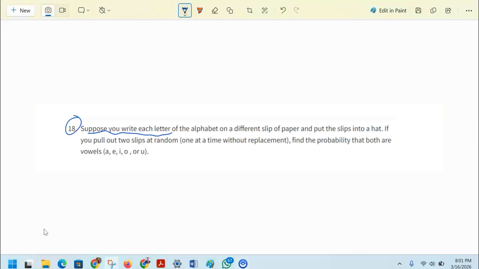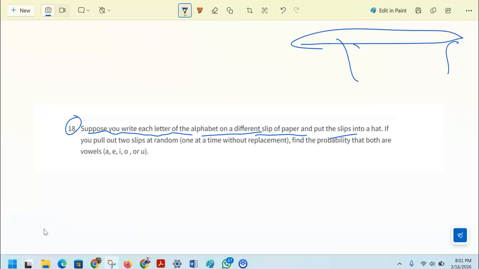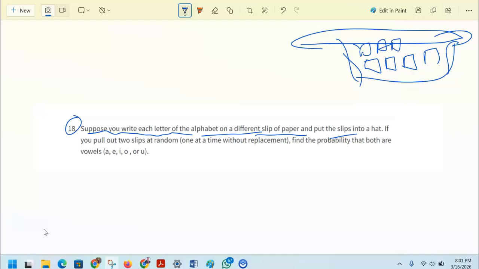Suppose you write each letter of the alphabet on a different slip of paper and put the slips in a hat. So this is the hat, let's see. And you put the slips like this. So there are 26 letters in the alphabet. So you put them like this, there are 26 of them. Now from these 26, you pick two of them.